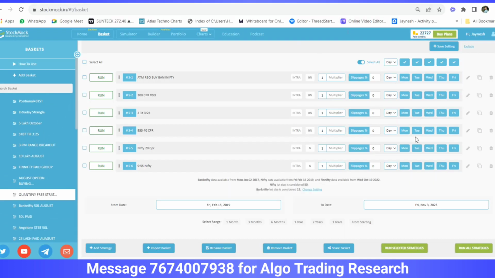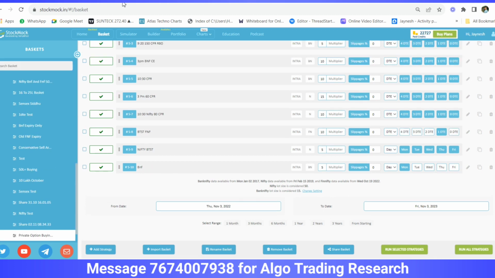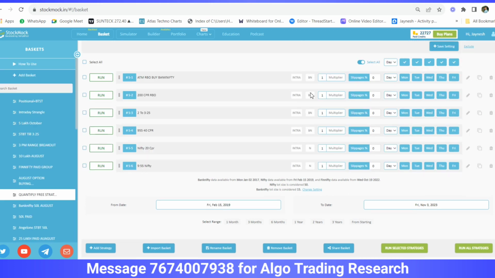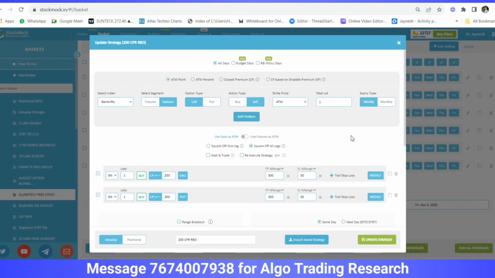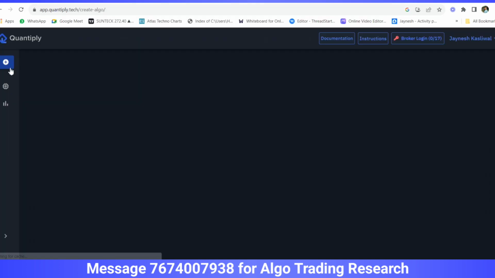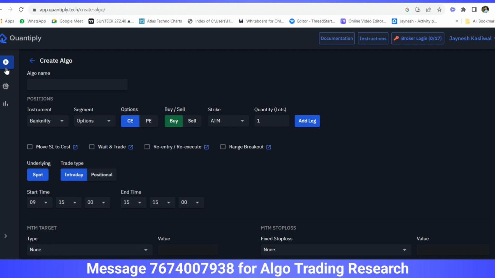Okay, so now we will understand how to configure the lock and the strategy in Quantiply. This is a very tricky part that you have to understand. First, click on create strategy, create algo. Write the name as 200 CPR Nifty or Bank Nifty, whichever you want to write. You wrote Bank Nifty. Okay, you have created the 200 CPR Bank Nifty strategy.